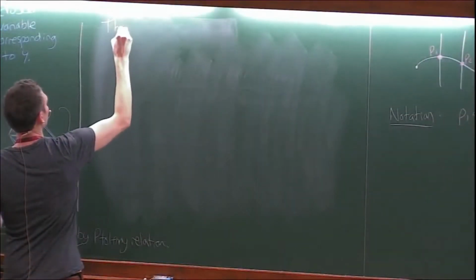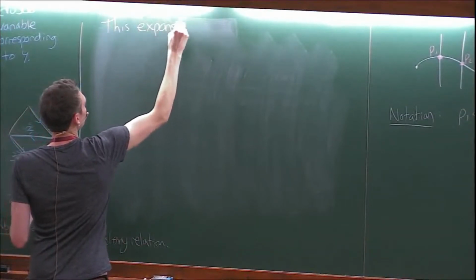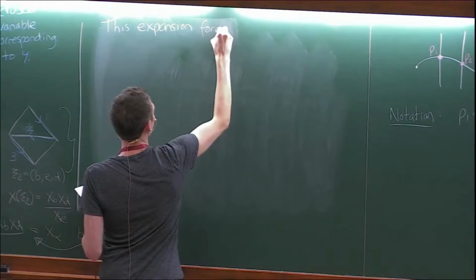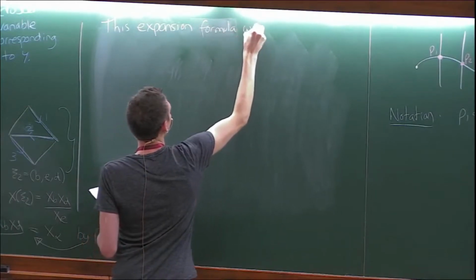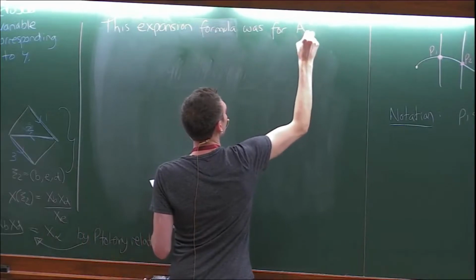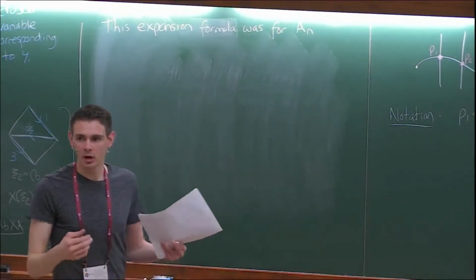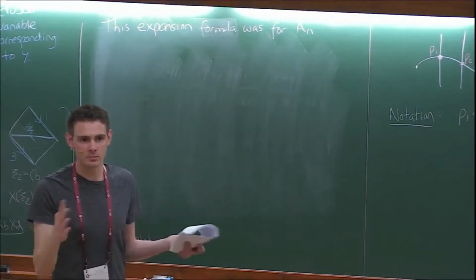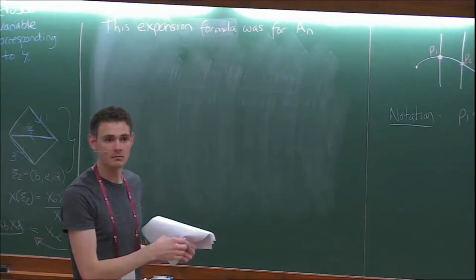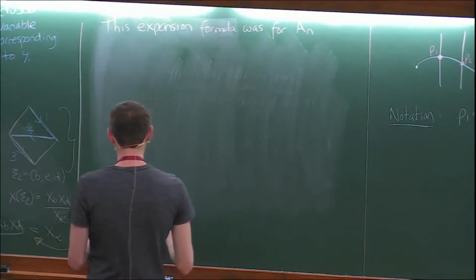Okay, and so this expansion formula was for AN. And AN, when the only coefficients we had were coming from the boundary, right? We weren't allowed to just put any coefficients. It was very specific to the surface case. But nevertheless, this expansion formula was for AN.